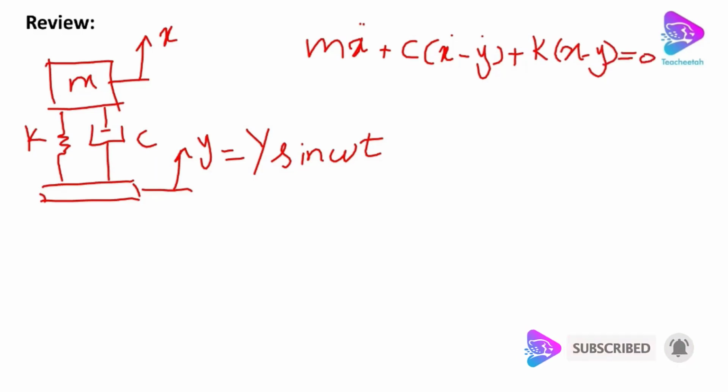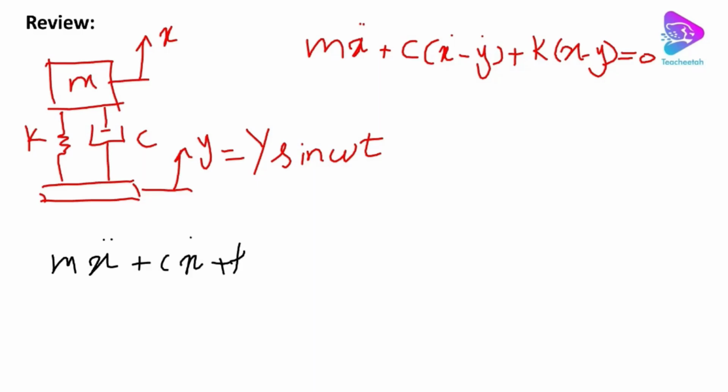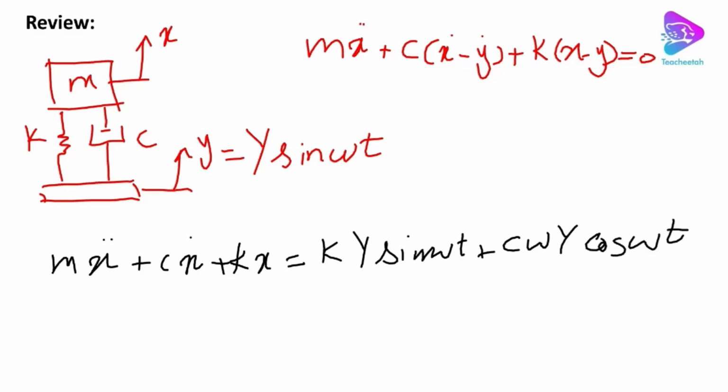Then we can take y dot and y from the left hand side and put them on the right hand side. Y is a sine function, so we can simply find the derivative, which is y dot. So we can write m x double dot plus c x dot plus k x is equal to k Y sine omega t plus c omega Y cos omega t. This term is from the derivative of y, and that's why we have an omega, and omega is the frequency of the base motion.